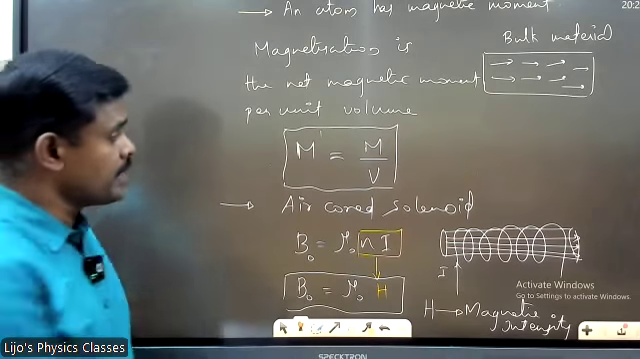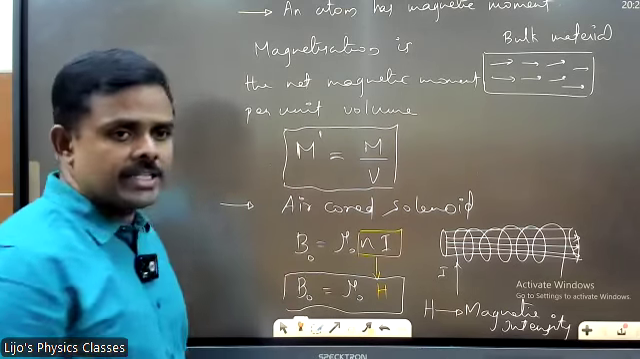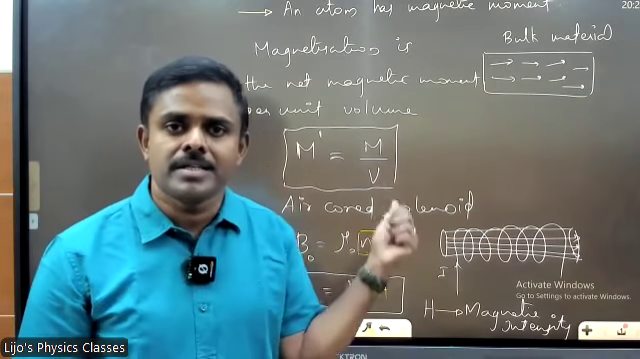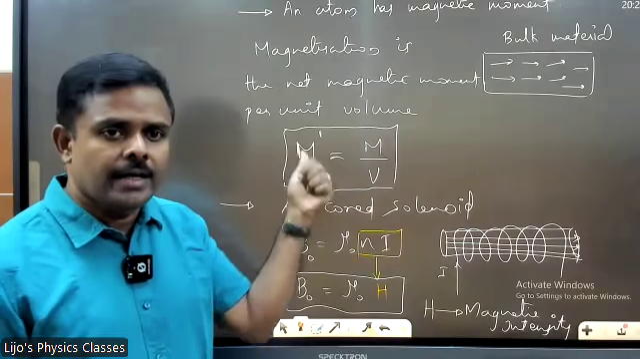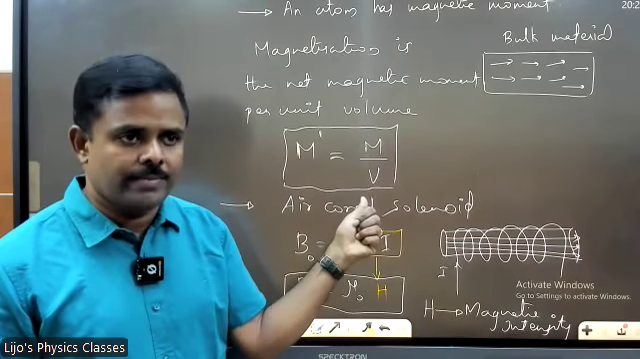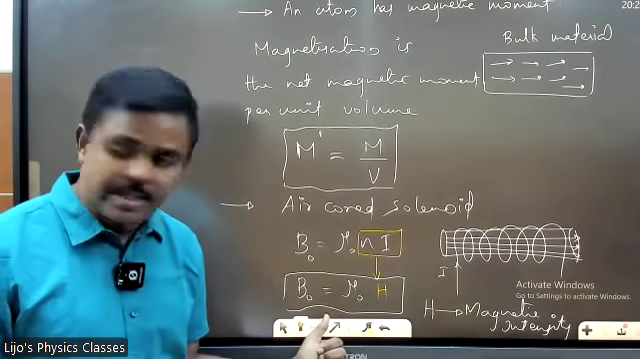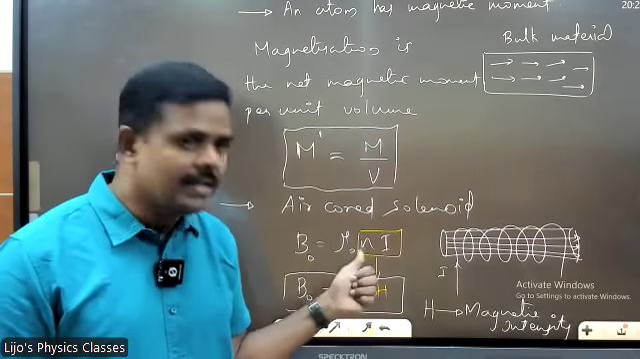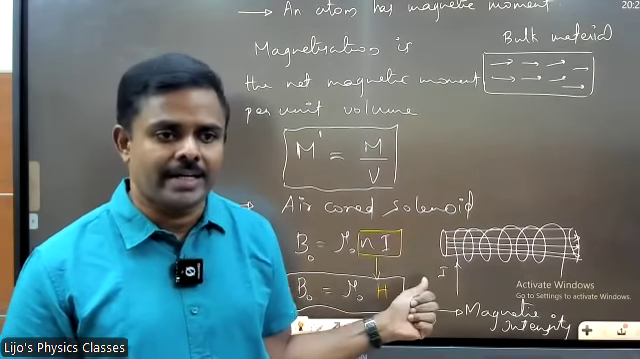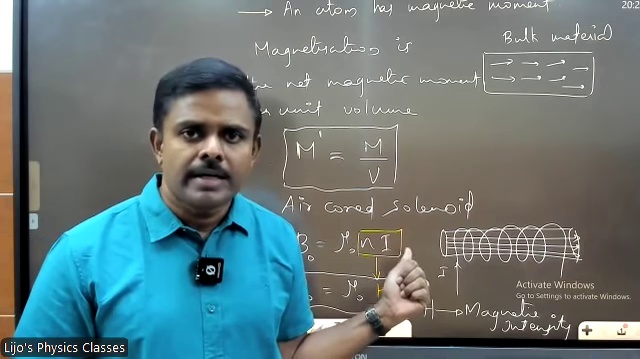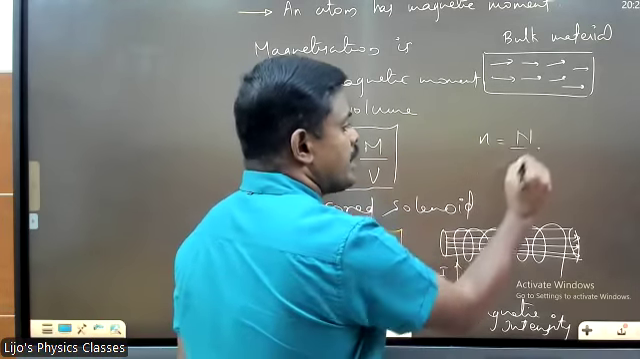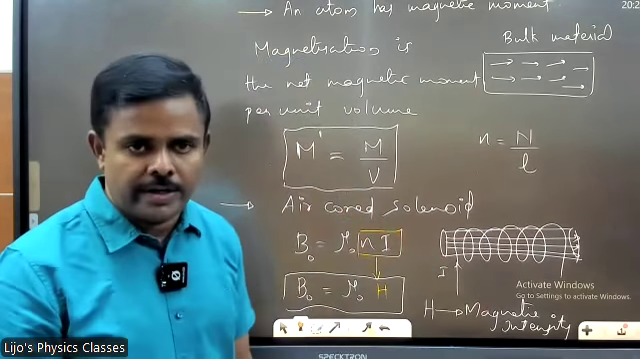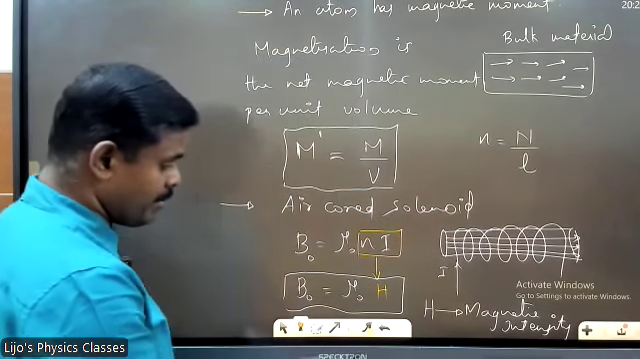So you have defined two terms now. One is magnetization, which is net dipole moment per unit volume. Hear me again, magnetization is net dipole moment per unit volume. And magnetic intensity is H, which is n into I, number density into current. Small n is the number density, the number of turns per unit length, that is, total number of turns by total length of the solenoid.